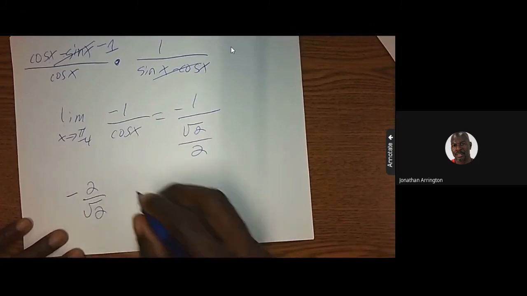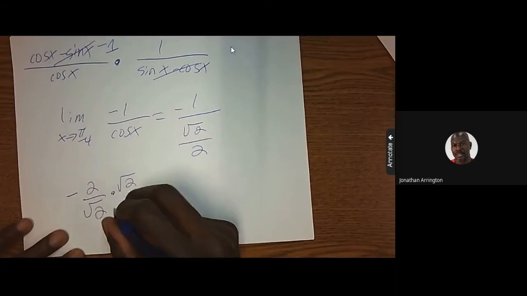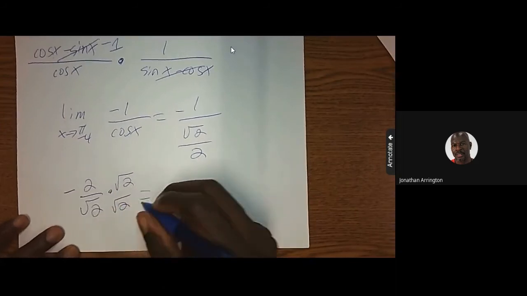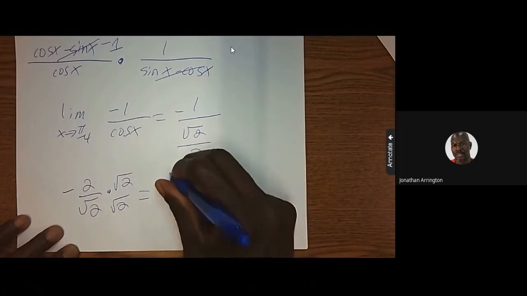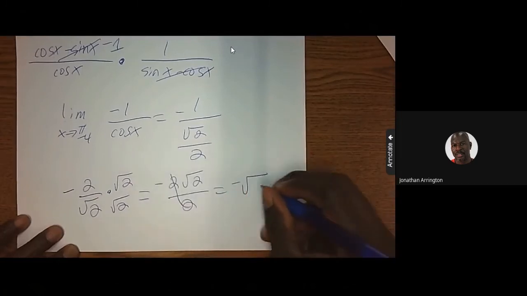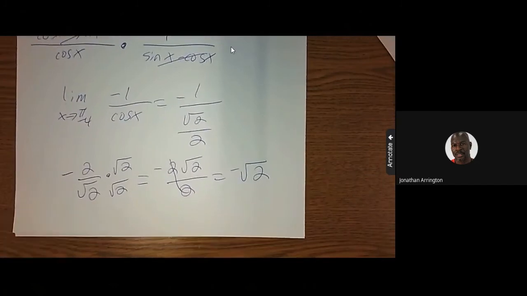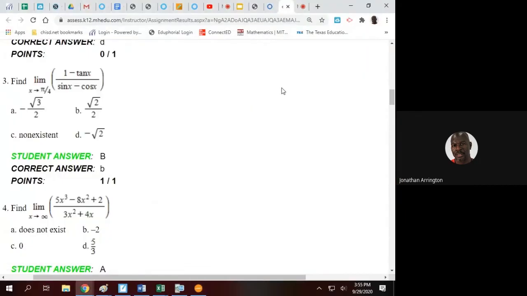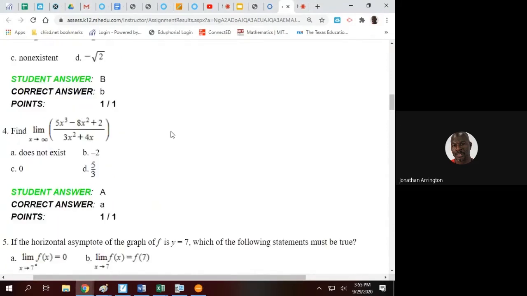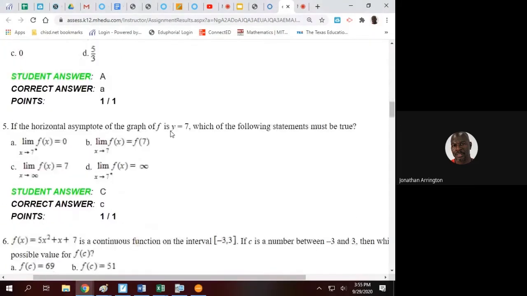And another way of writing that, if you multiply the top and bottom by the square root of 2, would be -2 times the square root of 2 over 2, which is just the negative square root of 2. So that's how that problem went. That guy was a doozy. Let's see what else was interesting on this assignment. Okay, light work. This is pretty light, but I just want to comment on this problem.